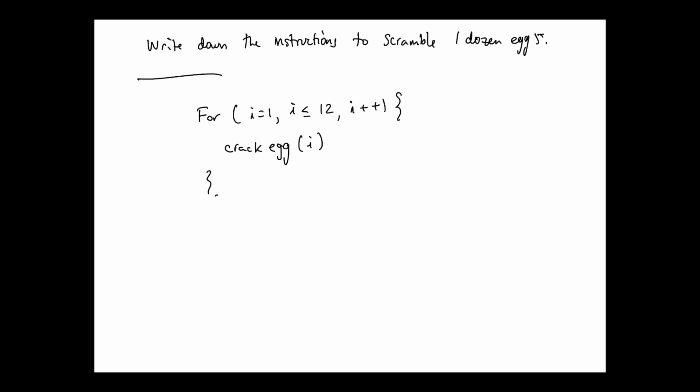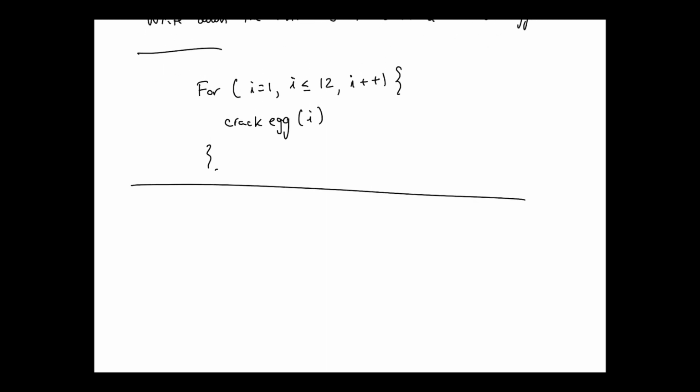Now I wrote this in sort of Java-looking syntax, but I didn't have to write it in code-looking language. I could say, take egg number 1, crack egg, repeat until all eggs cracked, right? Or something like that. So there's lots of ways that I could represent that idea.